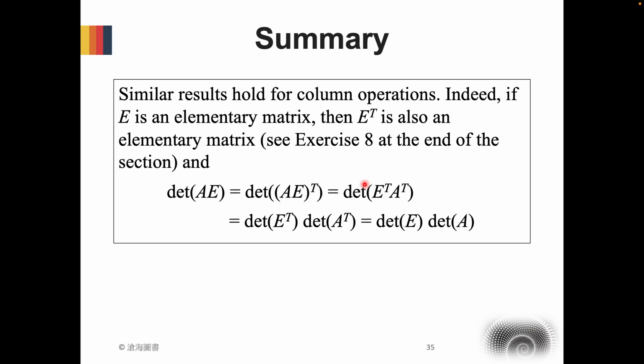So this becomes the determinant of E transpose times A transpose. And this can be rewritten as determinant E transpose times determinant A transpose, which is equal to determinant E times determinant A. Okay, so this kind of relation also holds for column operations. But in most cases in linear algebra, we work on elementary row operations.